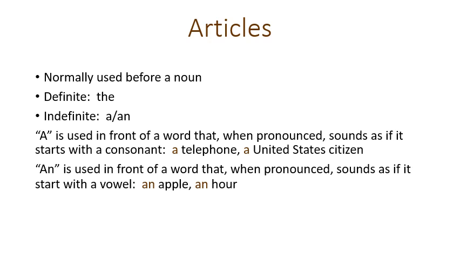Articles. Articles are normally used before a noun. The definite article is the, indefinite article a or an. We use a in front of a word that when we pronounce it, it sounds as if it starts with a consonant. A telephone, T definitely sounds like a consonant. A United States citizen, it sounds like a consonant. An is used in front of a word that when you pronounce it, it sounds as if it starts with a vowel. An apple, an hour.